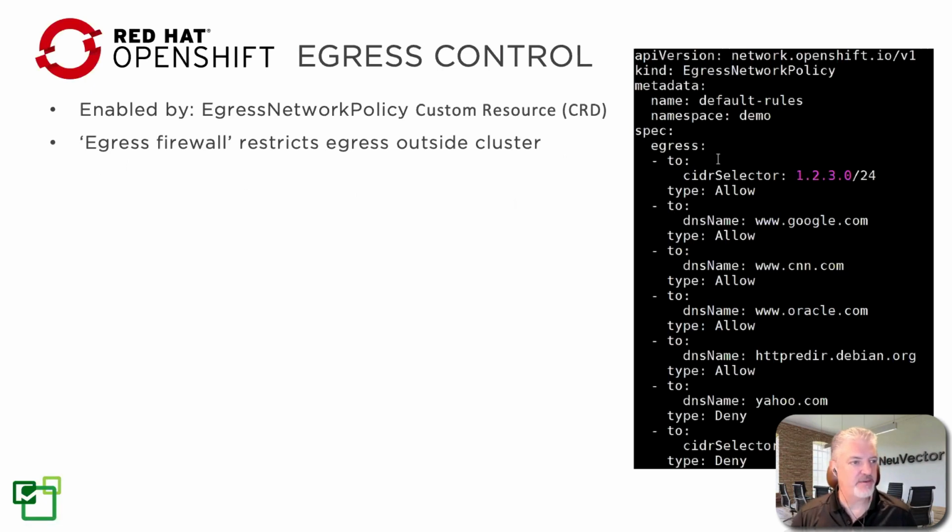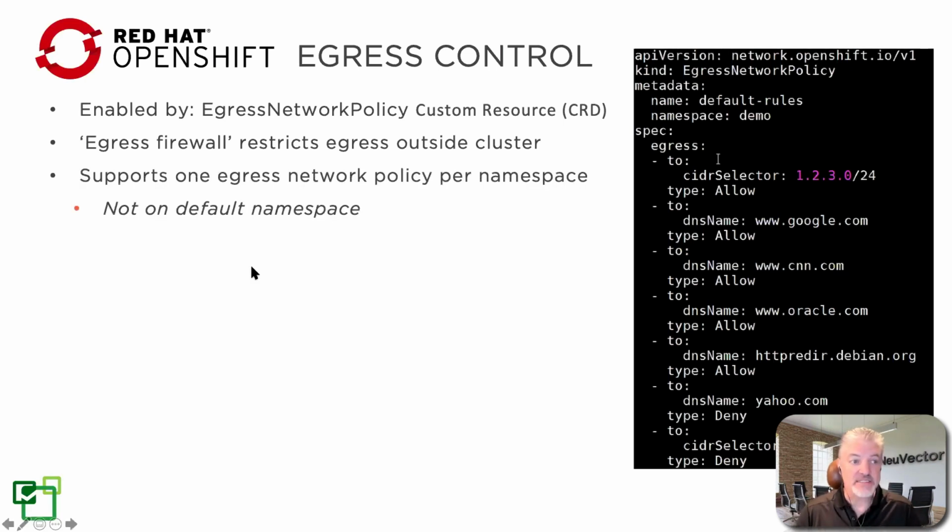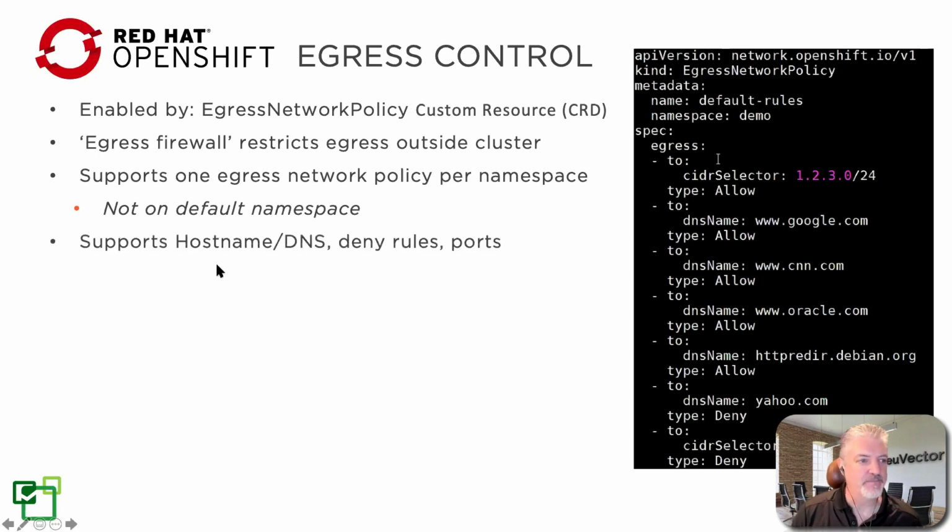The egress network policy is able to deploy an egress firewall. And so this does have the concept of egress outside of the cluster. It supports one egress network policy per namespace, but it is not allowed for the default namespace. So all of your rules are going to need to be put in a specific namespace policy. I like that. I don't even see that as a negative because you shouldn't be using the default namespace. It just causes issues. It does support the resolution of DNS names.